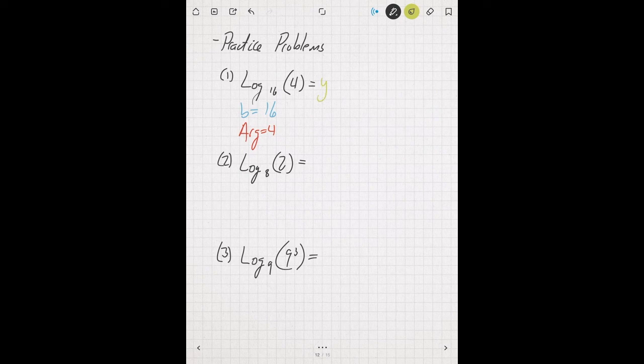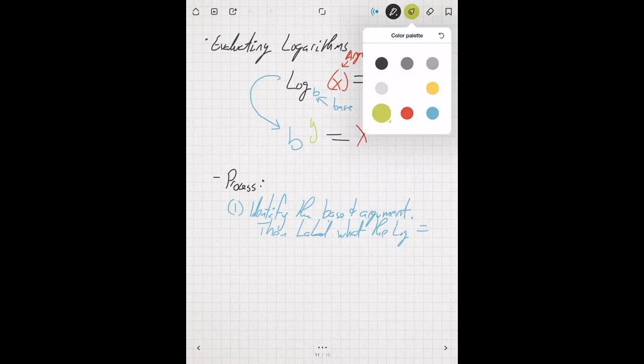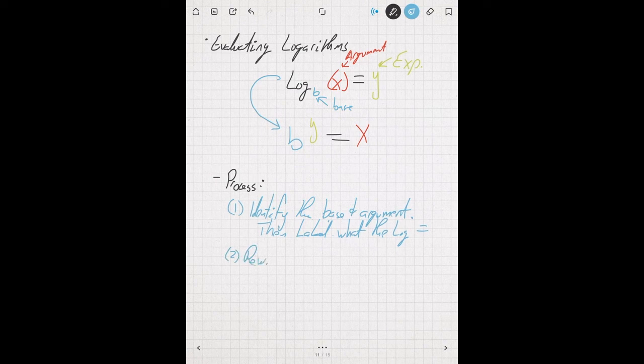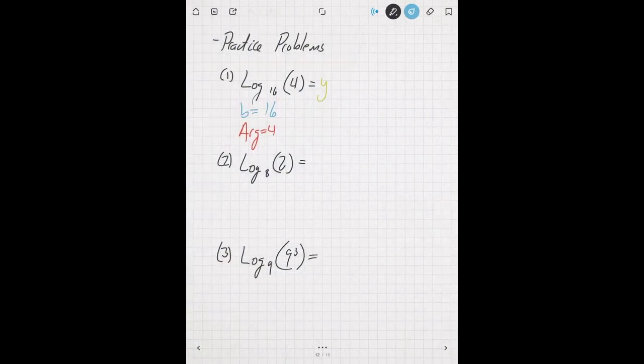So, now that we have it all labeled, what we should do is rewrite the log equation into an exponential equation. So we're going to turn the logarithmic expression into an exponential. So let's do that right here.